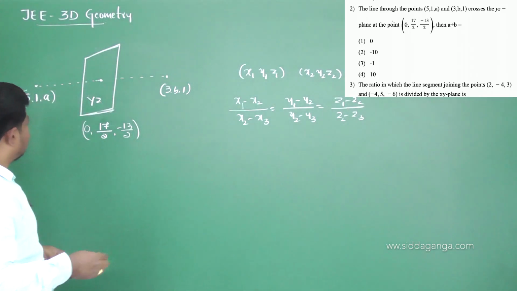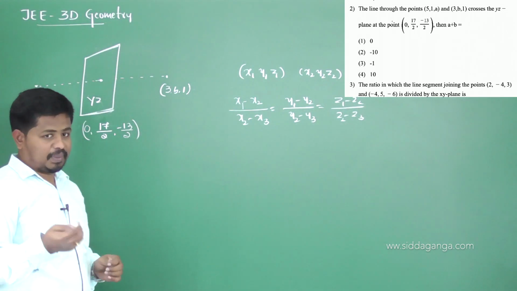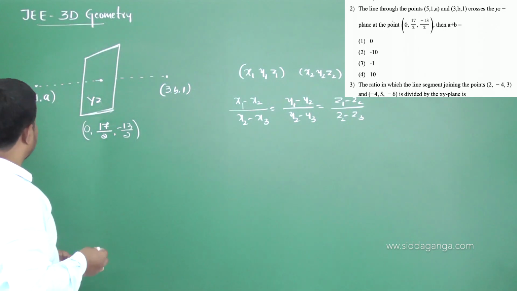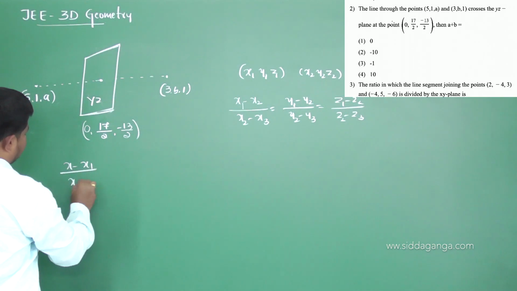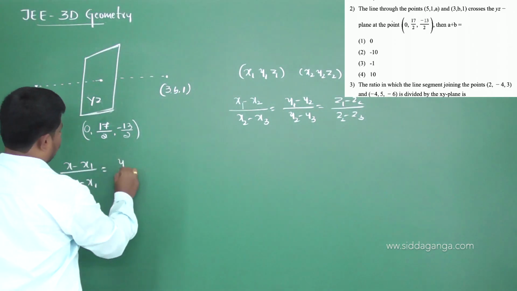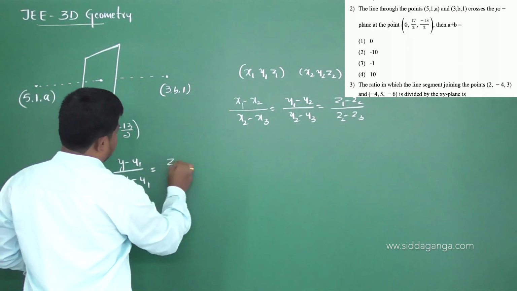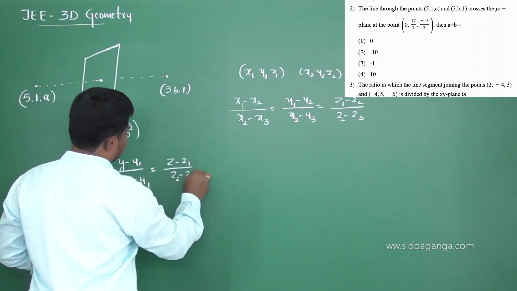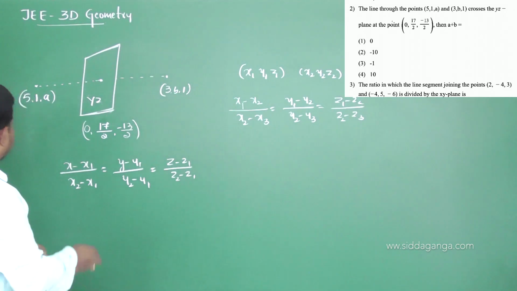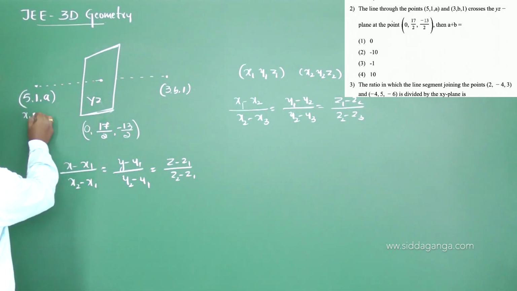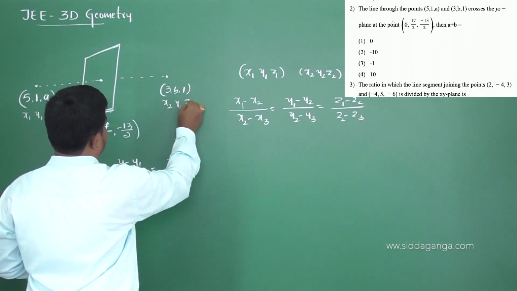Or we have one more method of finding the values of a and b. We know the equation of a line joining two points, the two-point formula: (x minus x1) by (x2 minus x1) equal to (y minus y1) by (y2 minus y1), that is equal to (z minus z1) by (z2 minus z1). So this is the equation of a line passing through two points (x1, y1, z1) and (x2, y2, z2). Let us take this as (x1, y1, z1) and this as (x2, y2, z2).